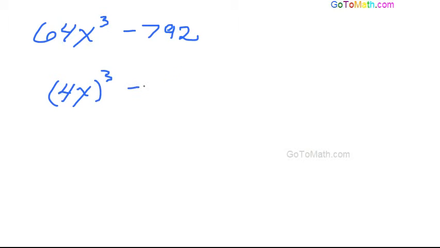So we have 64x cubed minus 729. So we're going to rewrite this. This is going to be 4x cubed because 4 cubed is 64, right? And what was this again? I forgot. 9 cubed? I think that was 9 cubed like in the last problem. Sure was. 9 cubed. Alright. So this is going to end up being 4x minus 9.